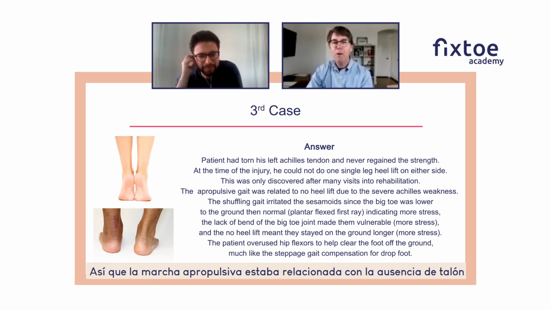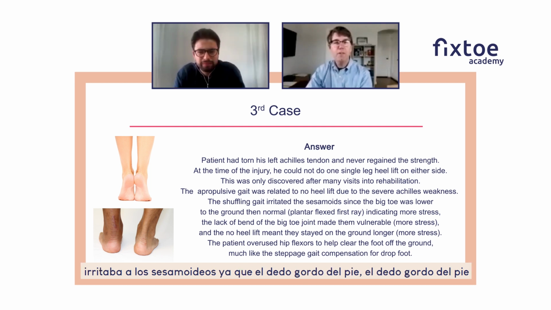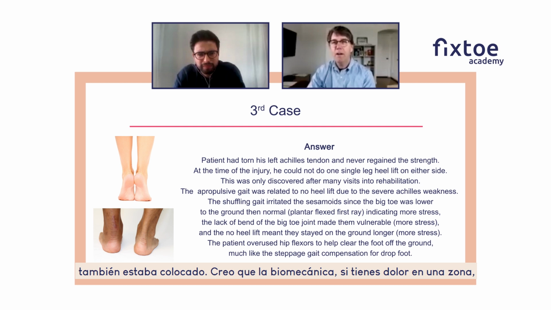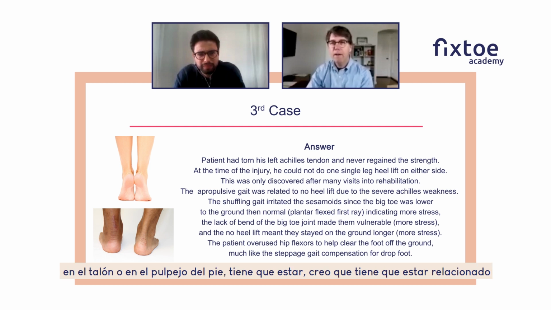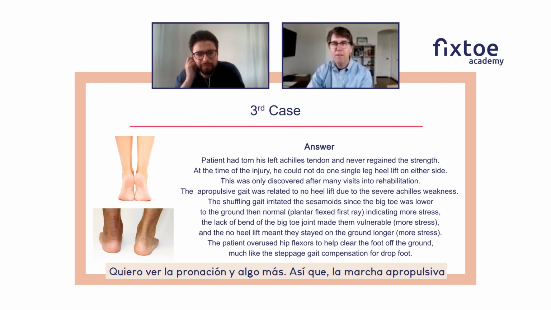So the apropulsive gait was related to no heel lift due to the severe Achilles weakness. Shuffling gait irritated the sesamoid since the big toe was also set up. I think with biomechanics, if you have pain in an area, your heel, the ball of your foot, it has to be related to about three things. It's my rule of thumb with biomechanics. I always look for not just one thing. I just don't blame something on pronation. I want to see pronation and something else.